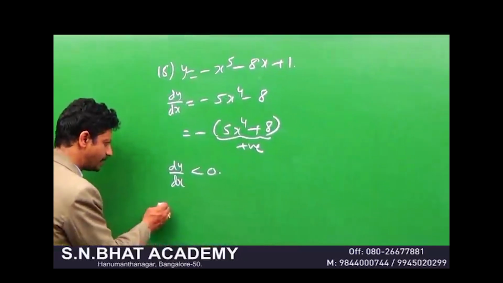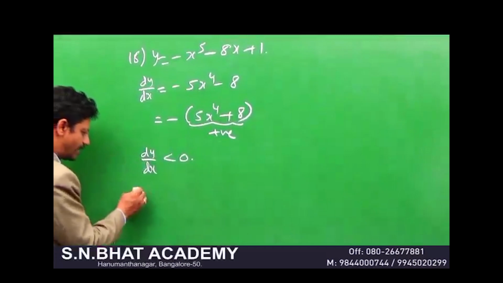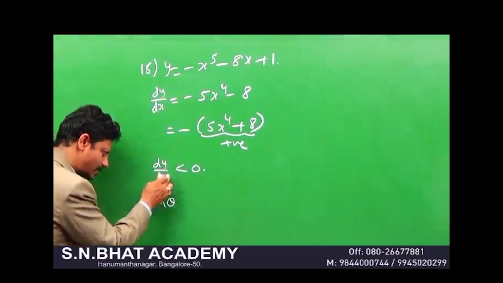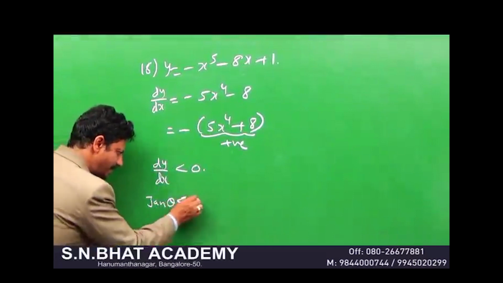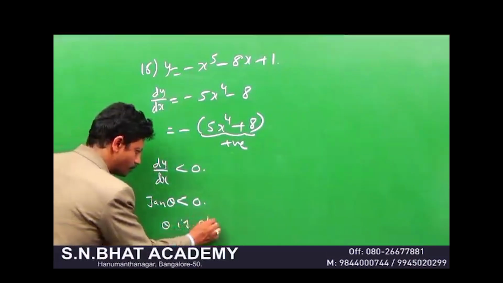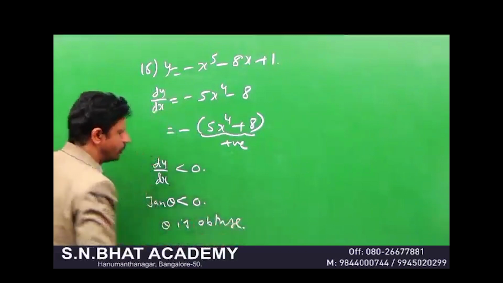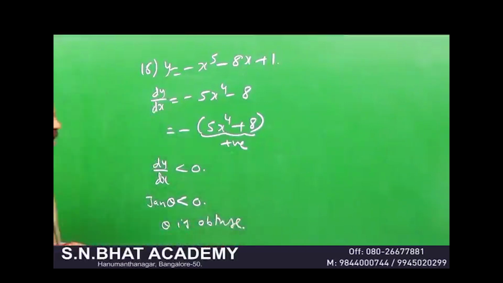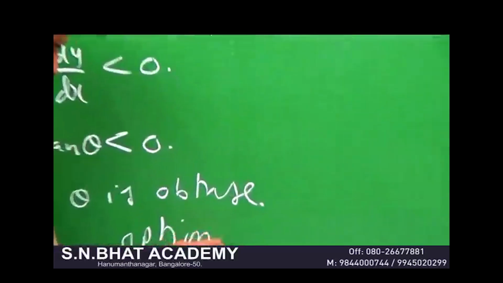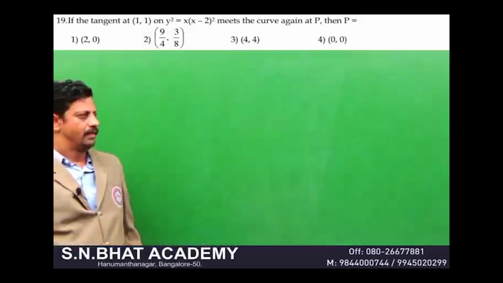But dy by dx is the slope of the tangent, and the slope of the tangent is tan theta. Tan theta is less than 0, which means theta is obtuse. So this is the required answer. So it is option number 2. The correct option is the second one.